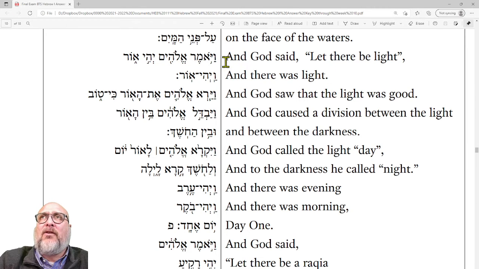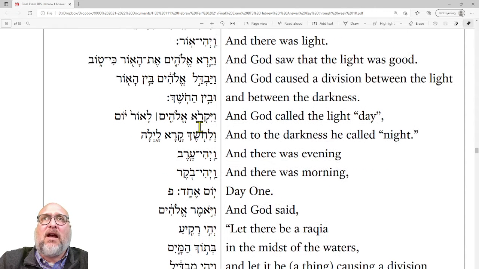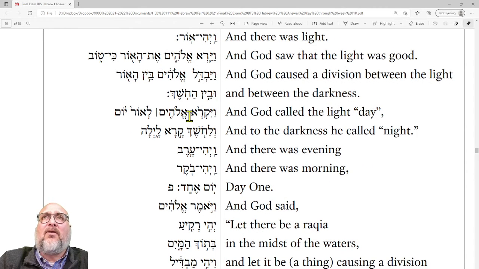What you may want to do is, when you print this out at first, get an index card or something and cover up this side and see if you can get these. But go through. Elohim divided between the light and between the darkness, and Elohim called to the light day, and to the darkness he called night, and there was evening and there was morning, day one.